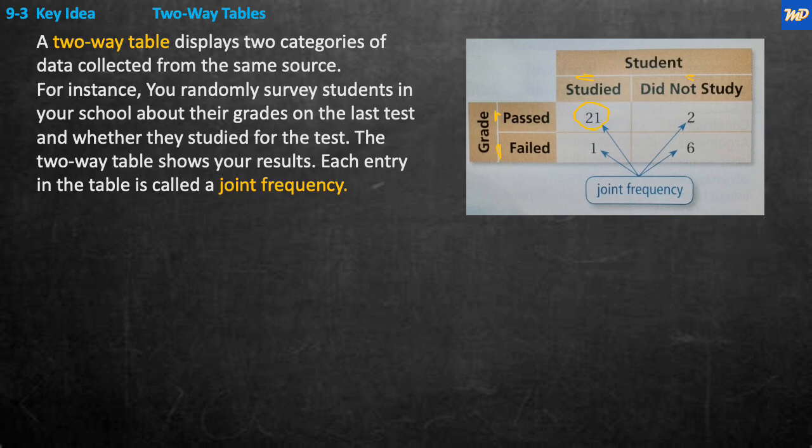So in our case, the students that studied and passed were 21. The ones that studied and failed, there was one. Those that didn't study and passed were 2. And those that failed because they didn't study, possibly, were 6. And these entries here are called joint frequencies. So that's kind of how a two-way table works. You have data in one way and data in the other. In this case, it was students studying and not studying, and whether they passed or failed.